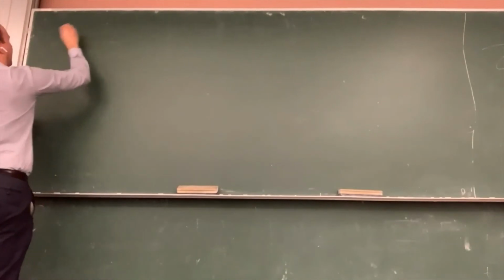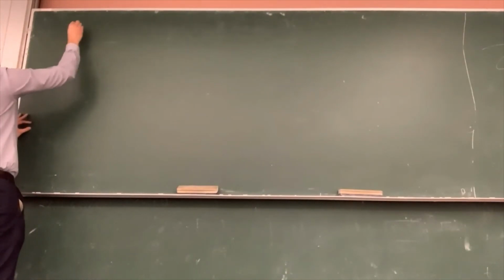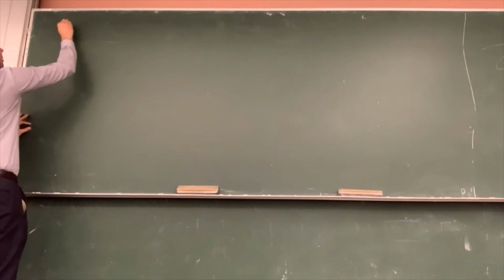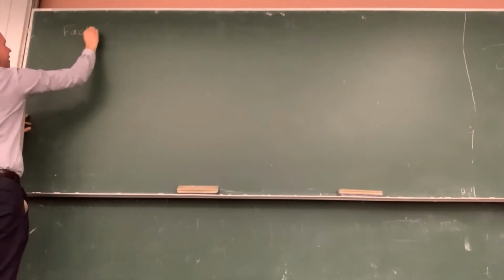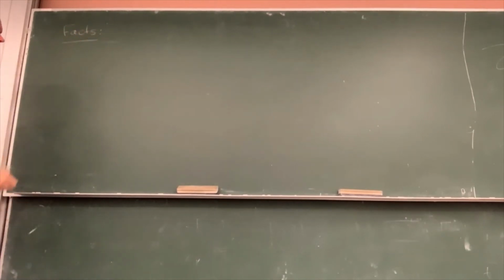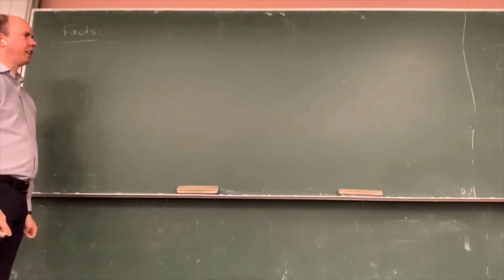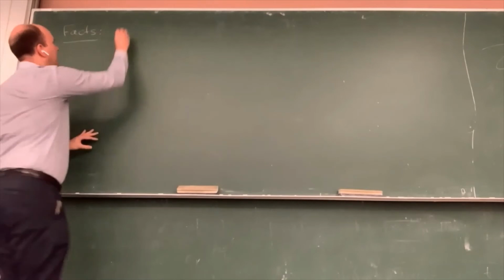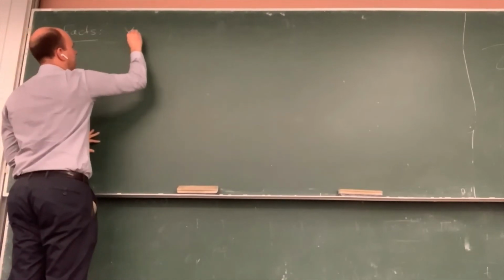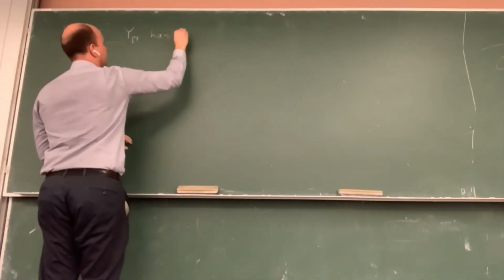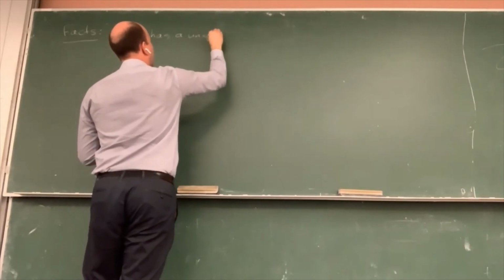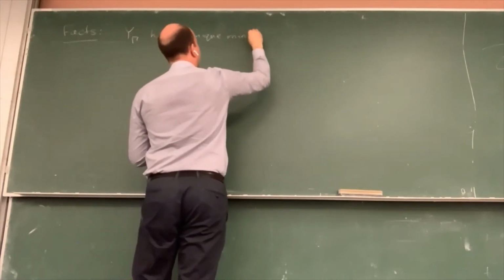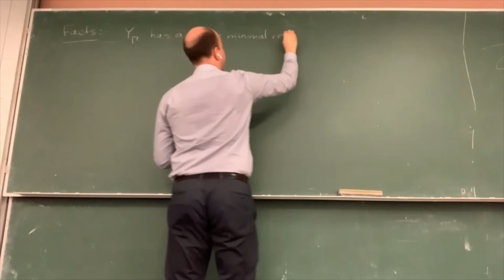And these are the facts that were discovered by algebraic geometers in the first half of the 20th century about resolutions of Kleinian singularities. That Y gamma has a unique minimal resolution of singularities.